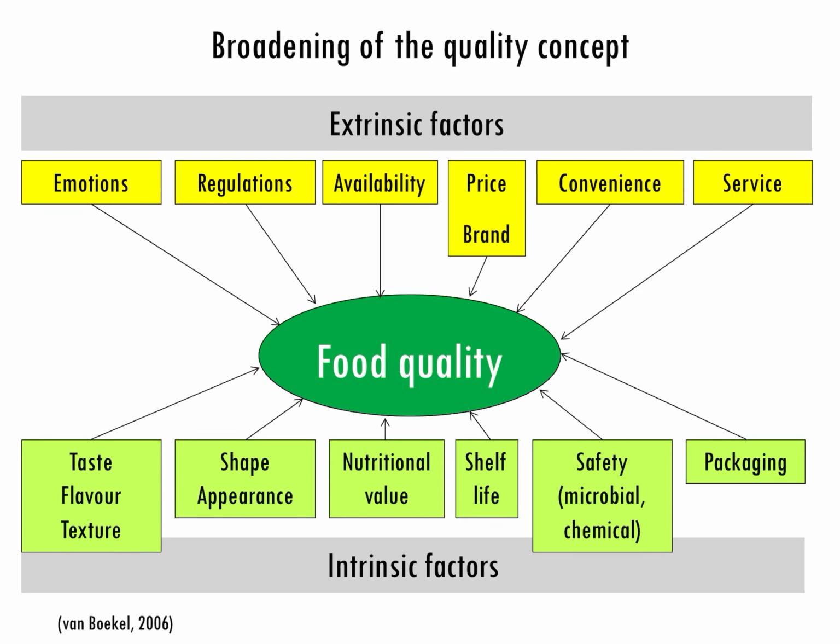If we're talking about the quality concept, it can be classified into two factors. The first one is the intrinsic factor, or the factor that is related directly to the food itself. For example, the taste, flavor, and texture of the food, shape, appearance, color, health benefit, shelf life, food safety, and the packaging that's suitable for that food. This is the intrinsic factor.